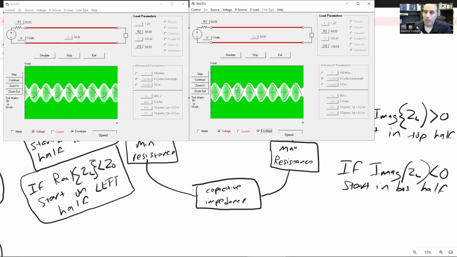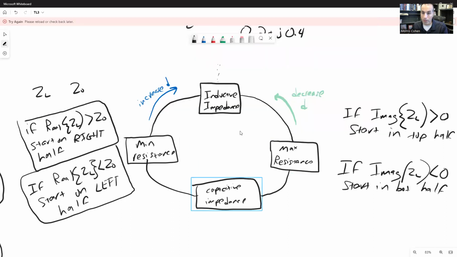But the one thing that's different is where you are in the cycle, right? In the left one, where you had the inductive component to ZL, you're starting out closer to the maximum of the voltage. In this case, where you have a capacitor along with the resistor, you're starting out closer to the minimum, right? So the only difference between these two scenarios is basically where you start out in this cycle, right? This circular cycle right here.